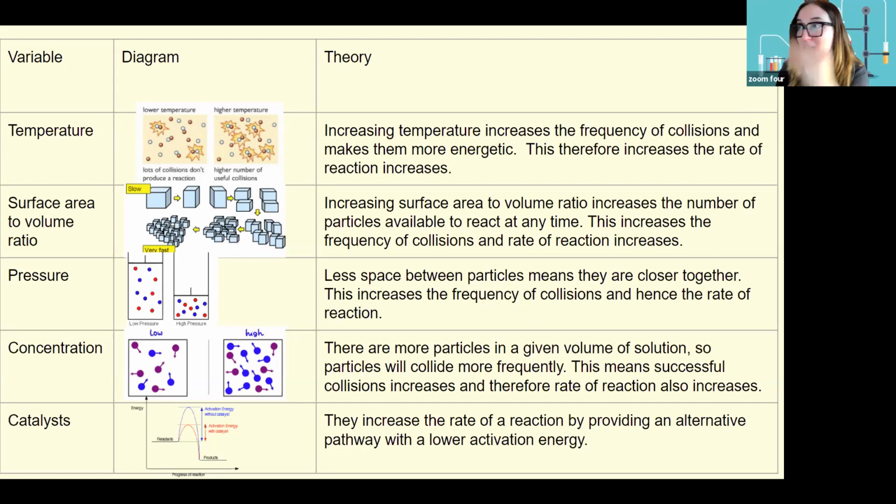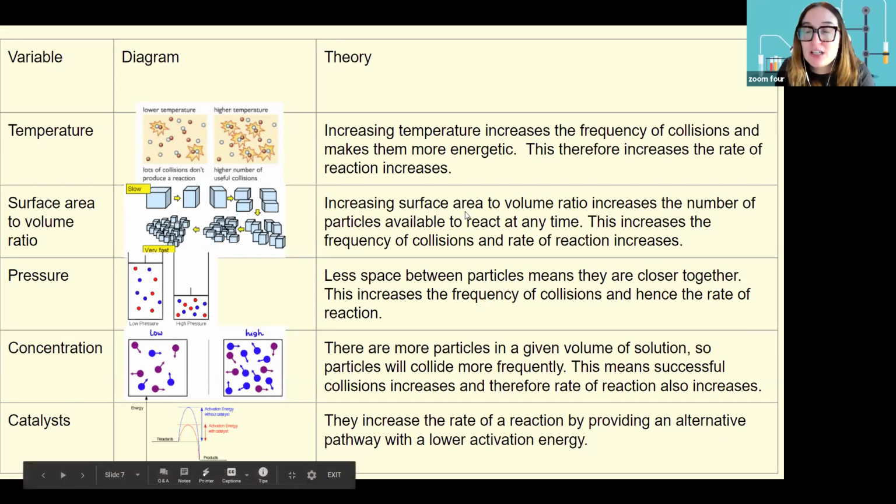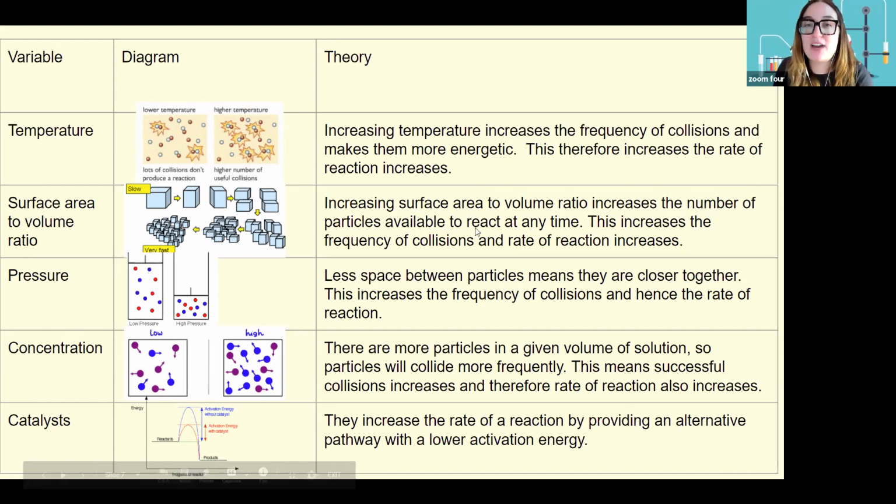So let's think about specific theory. Increasing surface area to volume ratio increases the number of particles available to react at any time. This increases the frequency of collisions and rate of reaction increases. Now, in questions about surface area, they often want you to be able to identify what things have a larger surface area. Smaller particles will have a larger surface area. So powders will have a larger surface area than chips, for example, of marble.